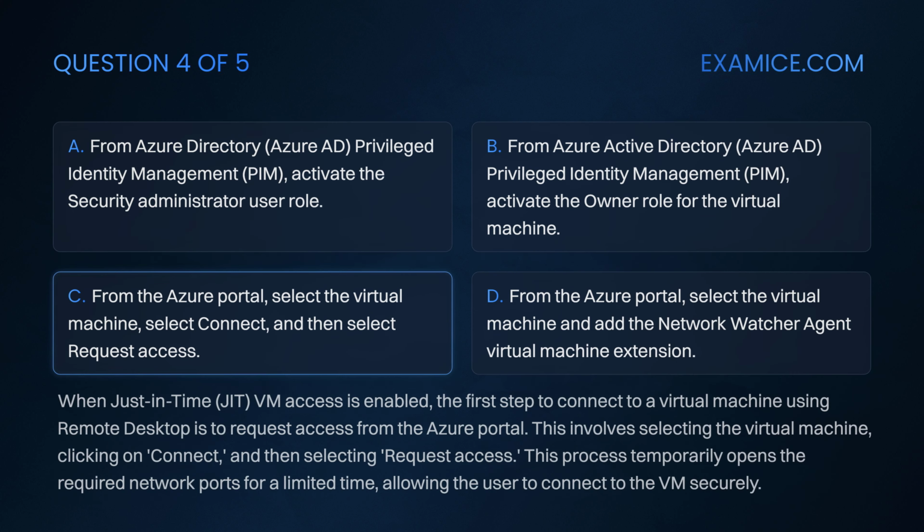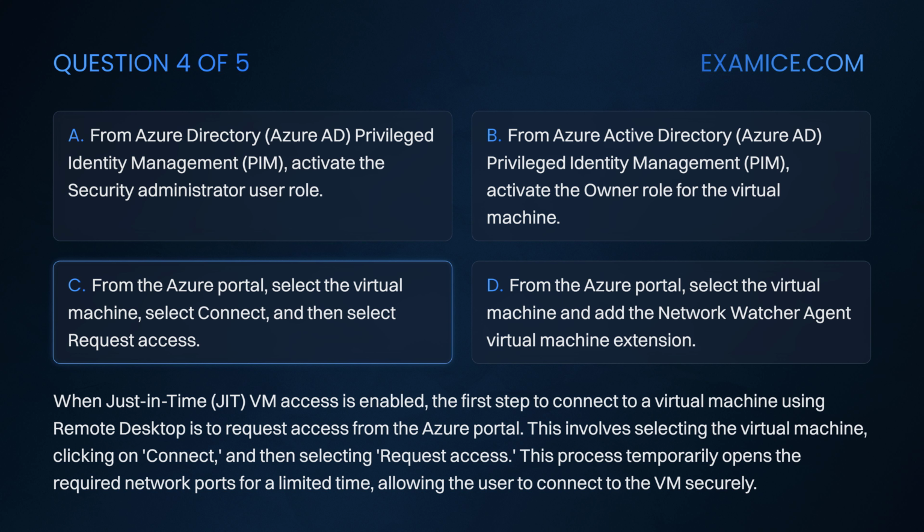When just-in-time VM access is enabled, the first step to connect to a virtual machine using Remote Desktop is to request access from the Azure portal. This involves selecting the virtual machine, clicking on Connect, and then selecting Request Access. This process temporarily opens the required network ports for a limited time, allowing the user to connect to the VM securely.